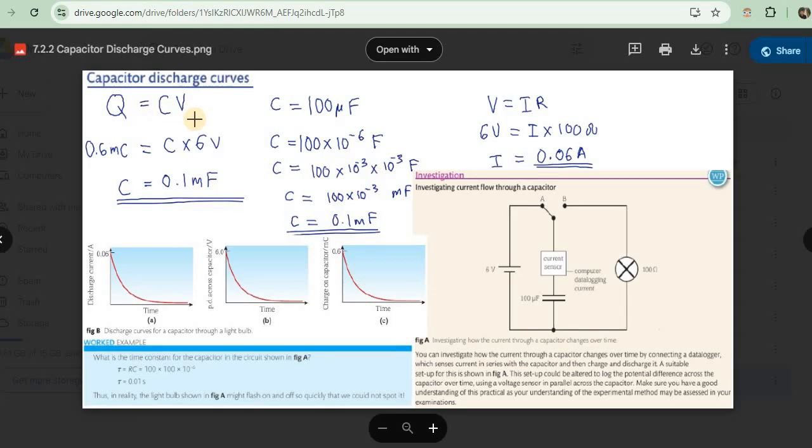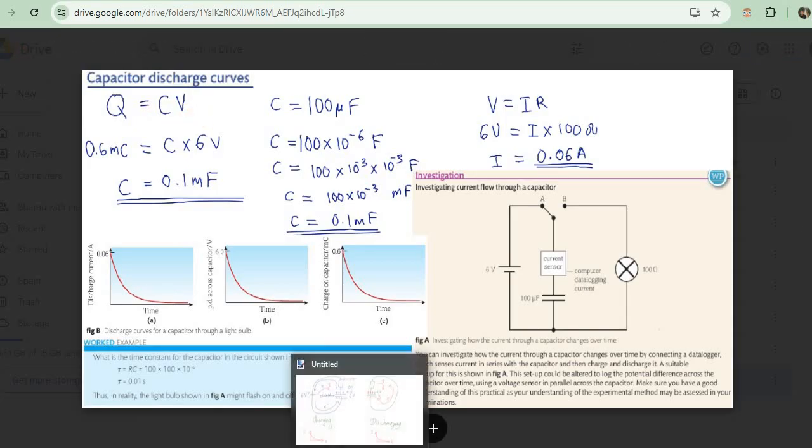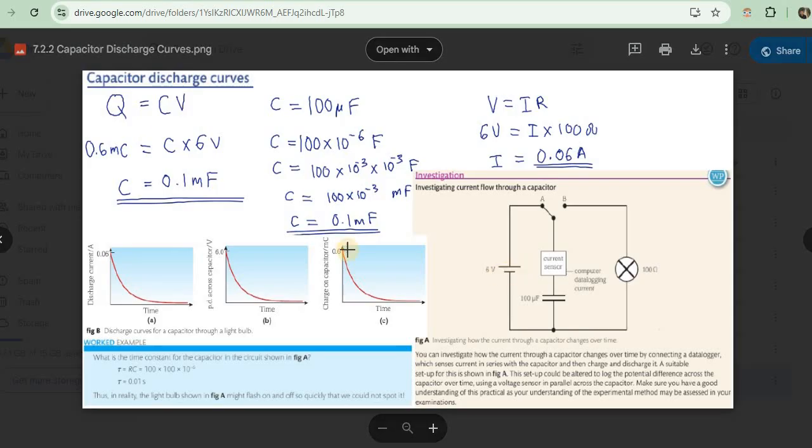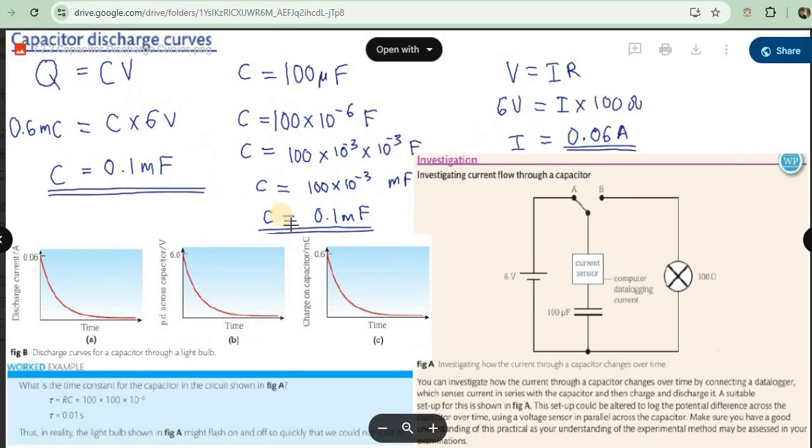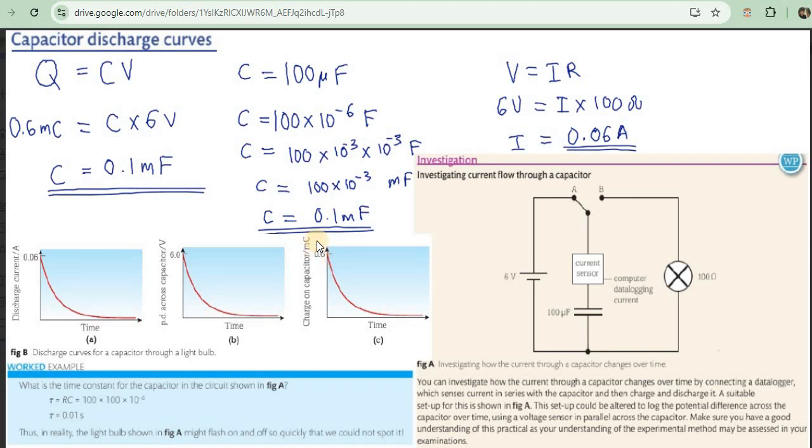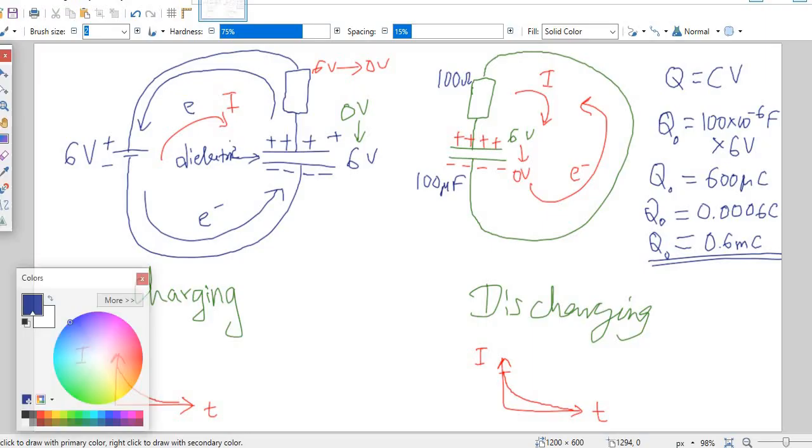I have done it the other way here, but if you use the equation Q is equal to CV, so let's follow this. So this is the capacitance. What we are going to do is find the initial charge, or the maximum charge that the capacitor will have when it is fully charged, meaning just before it gets discharged. You can see that the charge is 0.6 millicoulomb. So let's see how we got that.